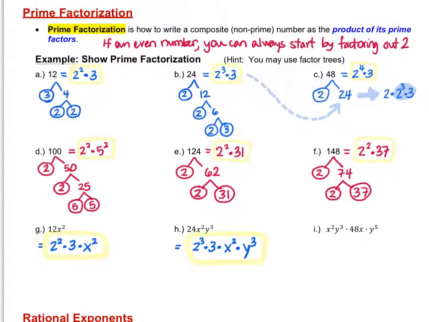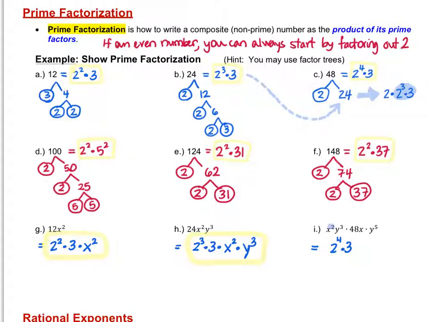Now the next one is going to be a teeny tiny bit more work. Let's take a look. We've got x squared times y cubed times 48x times y to the 5th. So we're going to use the prime factorization on question C for 48. That's going to give us 2 to the 4th times 3. And then we're going to count up the x's.